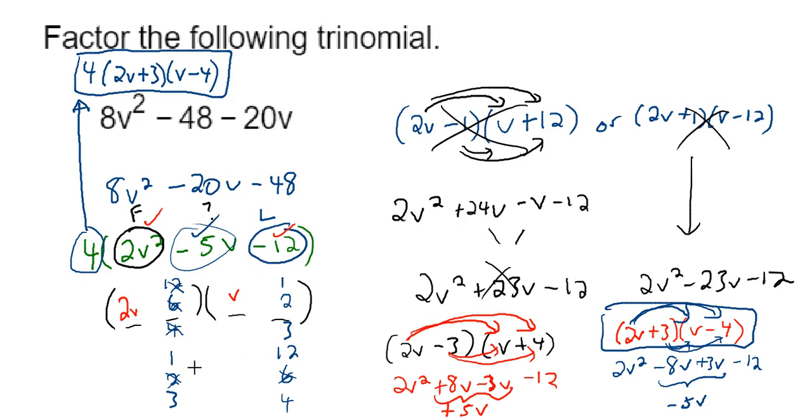I kind of had a feeling that 1 and 12 wasn't going to work, but I wanted to give you a good sense of the experience of using trial and error, because you're going to make some guesses that don't work. You check it, it ends up not working out. So you have to abandon that one and then you check a different one. And you might have to do that several times before you finally stumble on the one that gives you the term that you're looking for in the middle.